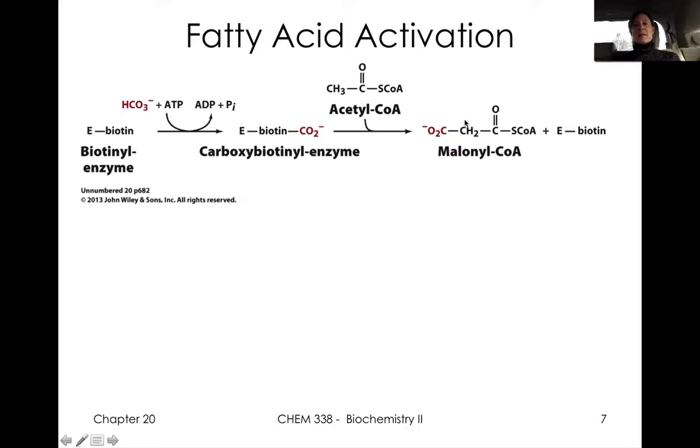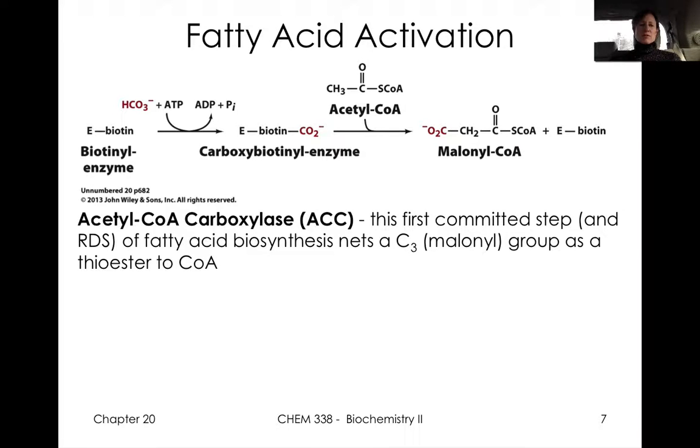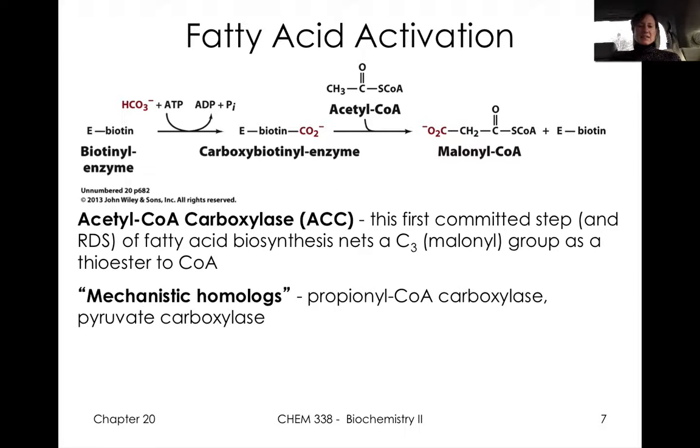So it's a carboxylated version of acetyl-CoA that can be easily decarboxylated to allow us to generate the nucleophilic species that we need to do condensation chemistry. So this acetyl-CoA carboxylase is the enzyme that's responsible for that. We'll refer to it as ACC. ACC is a really, really important enzyme because this is the rate-determining enzyme for fatty acid synthesis.